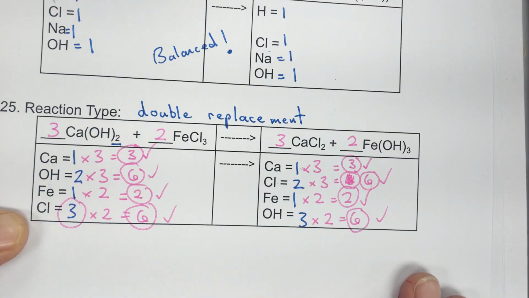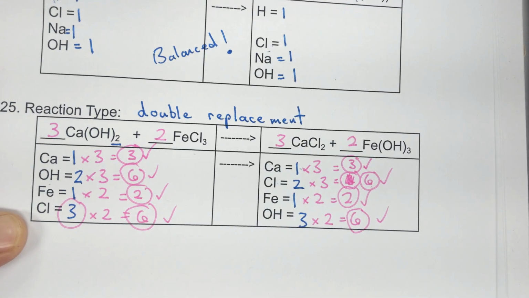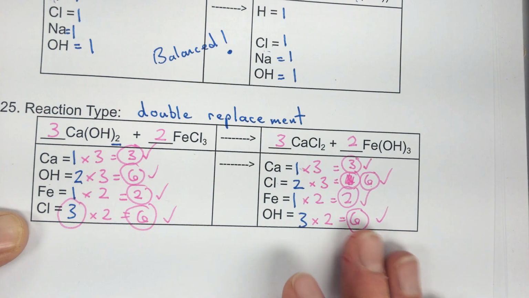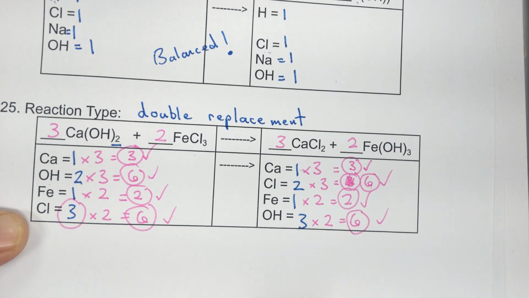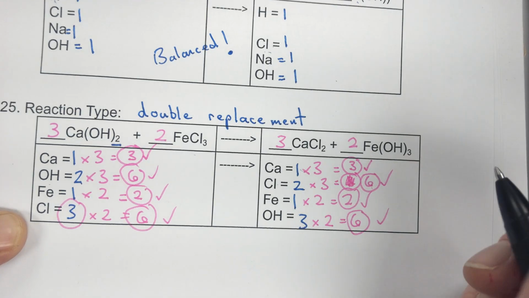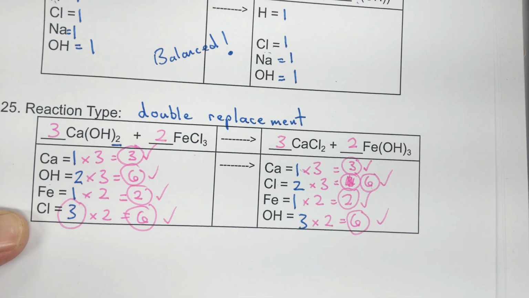So even though my list was out of order, it still worked. Even though it was crazy and I had to go back and forth a whole bunch of times, you can always make it work. Because I don't give you equations unless you can balance them.